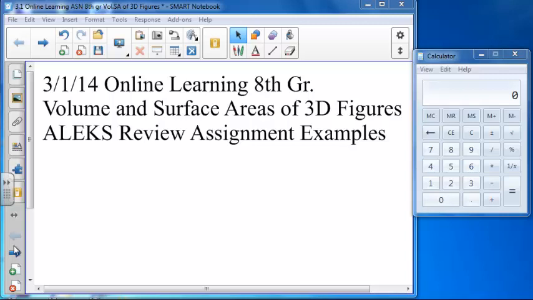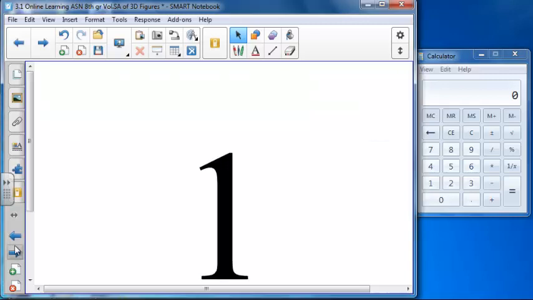Hello, today we want to review some problems that you'll see on the upcoming ISTEP test concerning volume and surface area of three-dimensional figures. I've numbered each question in case you need to fast forward or rewind. Let's start with question number 1.